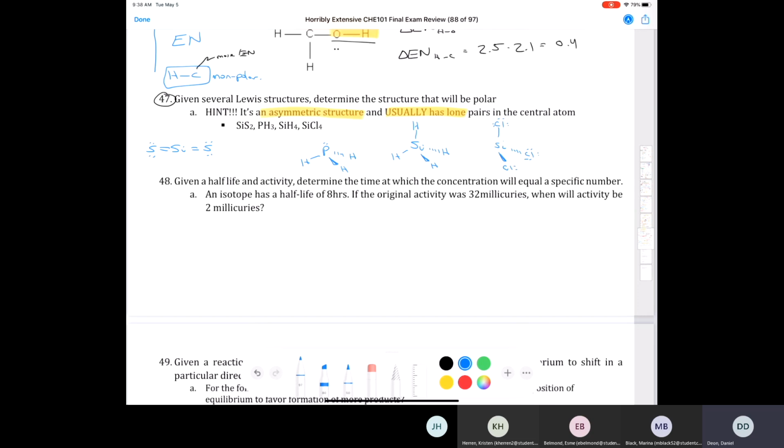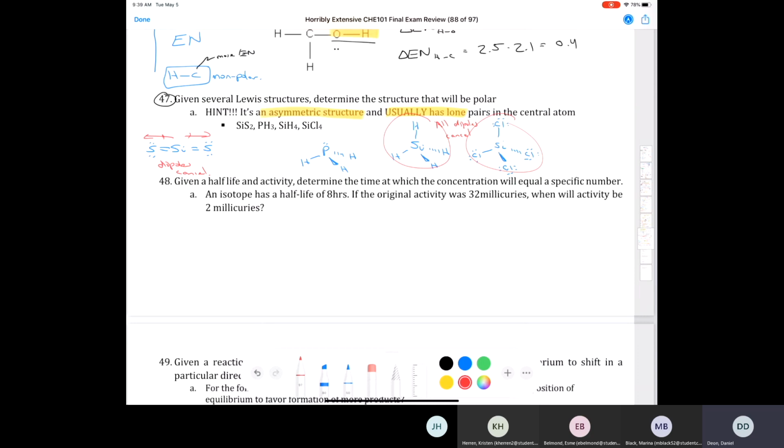The first thing that I notice is that SiCl4 and SiH4 are nonpolar because they're tetrahedral, right? All dipoles would cancel in this molecule. It doesn't even matter which way they're going. All dipoles would cancel in this molecule and in this molecule. The same thing with this one. The dipole here and the dipole here are going to cancel. So dipoles cancel.